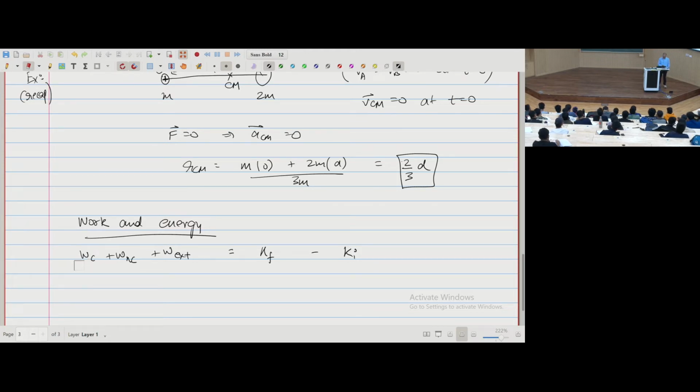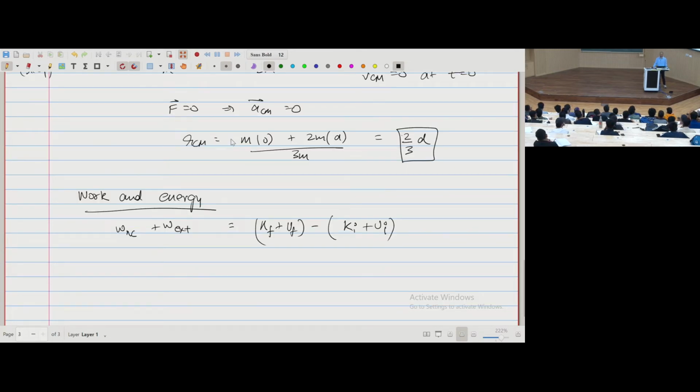But we also learned that we can take the effect of conservative forces as potential energy. That is much more comfortable because then we don't have to find out or integrate the conservative force over a complicated path. It's better to work with potential energy. So we use this form of the work energy theorem for a system of particles. Right?